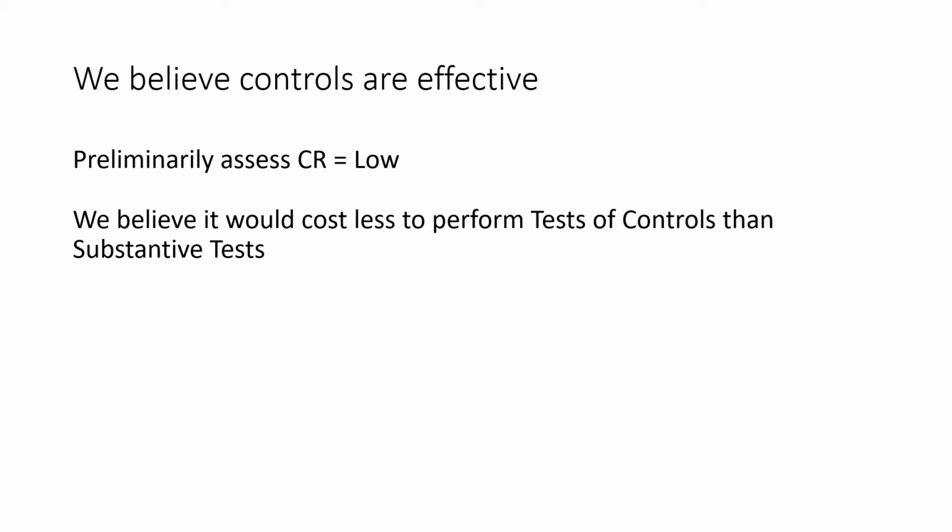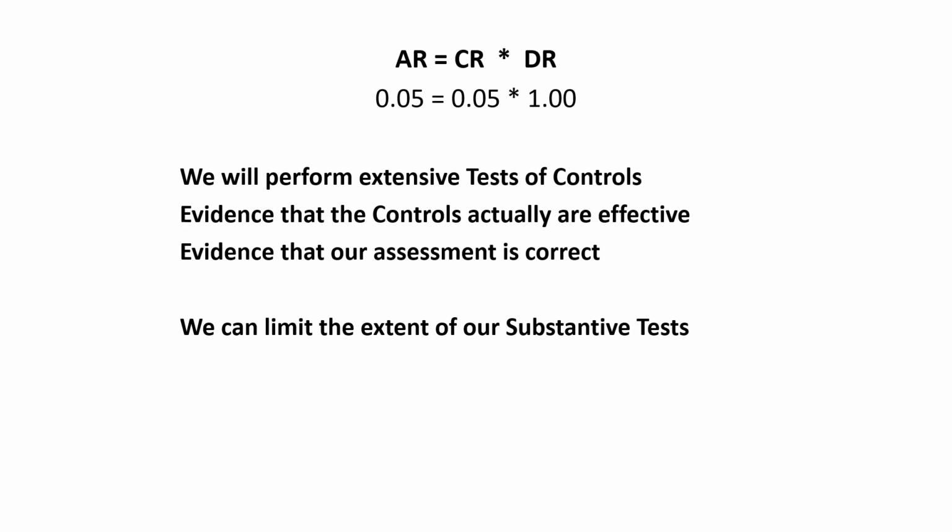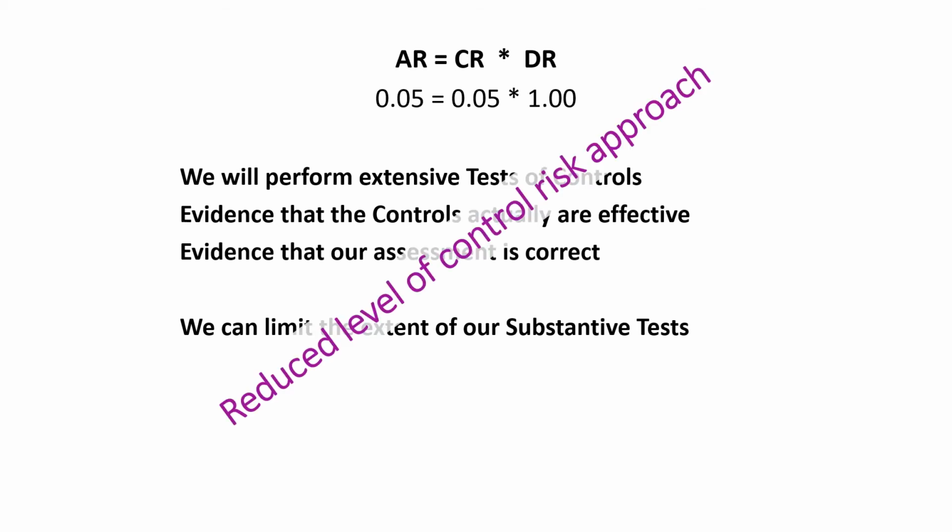If we believe it will cost less to perform tests of controls than substantive tests, then I'm going to preliminarily assess control risk as low, and I'll perform extensive tests of controls, get evidence that the controls are effective, and limit my substantive tests. Reduced level of control risk approach. Same exact situation as a public company.